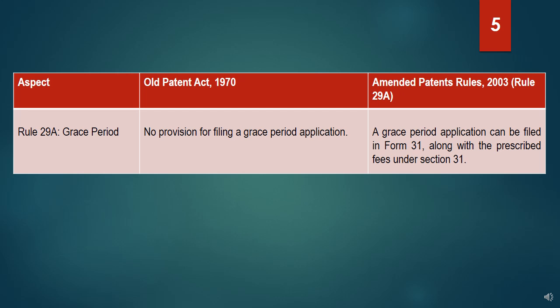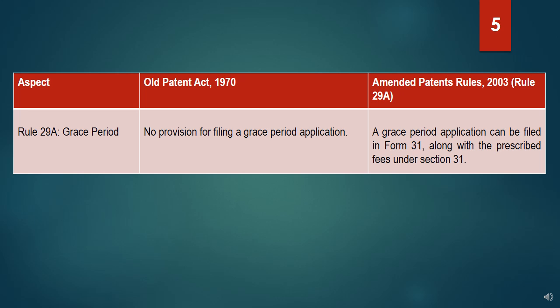Fifth one is the introduction of Rule 29A in Patent Rules 2003, which brings clarity on how to avail of the grace period provided under Section 31 of the Patent Act. According to the old Patent Act 1970, means before amendment, in the old rules there was no specific procedure mentioned for claiming the grace period under Section 31, which deals with exceptions to anticipation, that is, disclosures that do not count as prior art, like certain exhibitions or accidental disclosures.